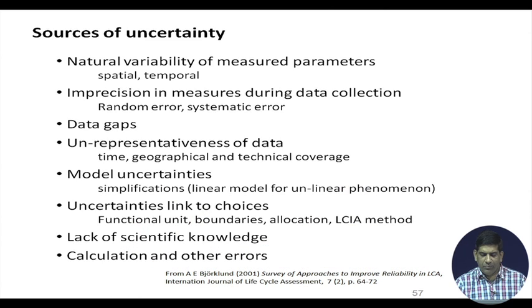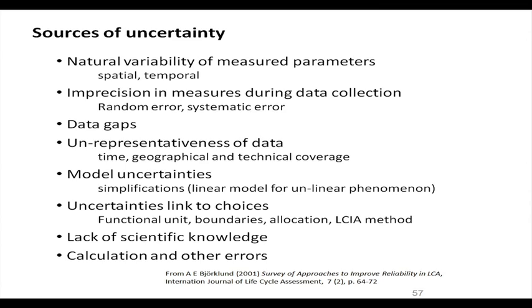Model. Many times we make a linear model. We simplify the model just for our life. So when you try to make something linear which essentially is not linear, you will of course have some uncertainties coming in. There is also uncertainty linked to choices: what kind of functional unit choice we made, what kind of system boundary choice we made, allocation of a different functional unit, LCIA method choice. So these all lead to some uncertainty.